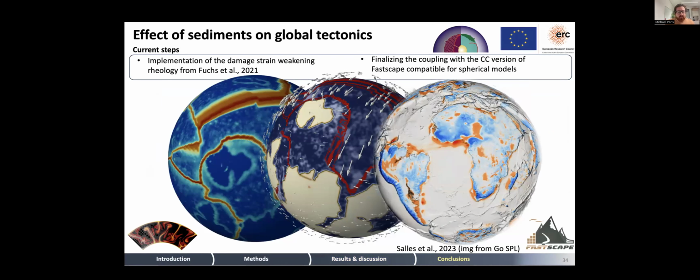The next step of this model will be to implement more fancy strain rheologies, such as damage strain weakening rheologies, in order to localize the strain, have less distributed strain in this global model, and localize it around riftings, ridges, and plate boundaries. But also finalizing the coupling of ASPECT with FastScape, so we could weaken the rheology whether we have sediments or not.